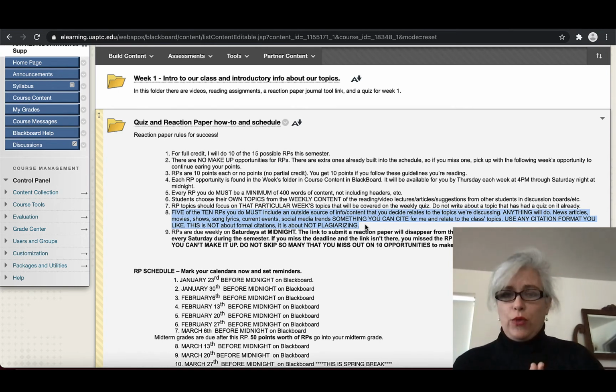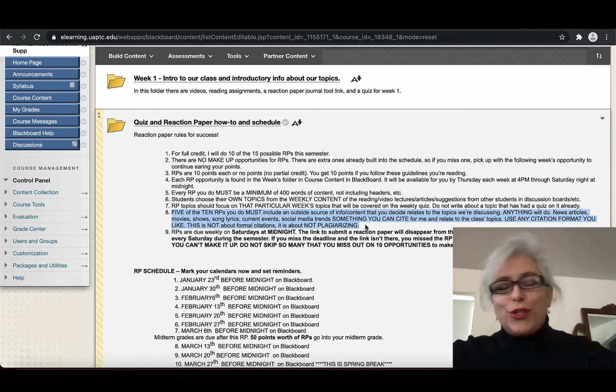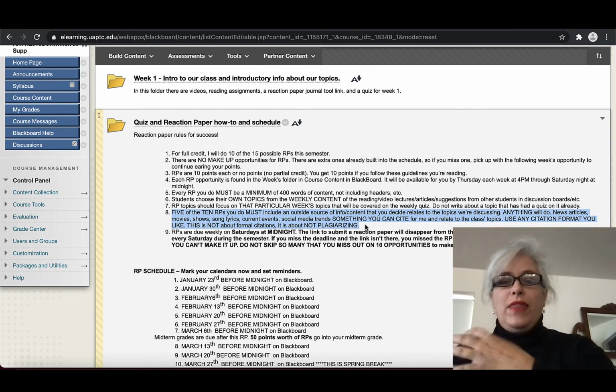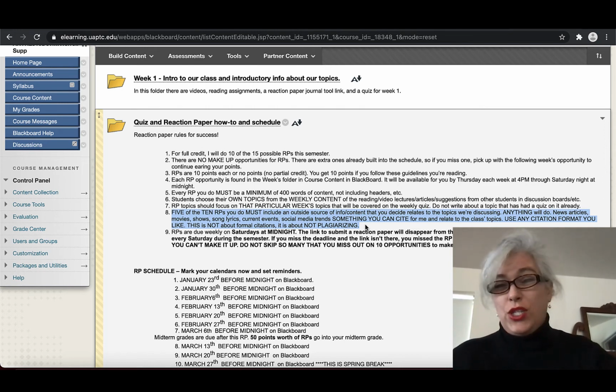But for 5 of the 10 reaction papers, not only are you going to cover the material that we discussed in class, but you are going to bring something into your discussion, like song lyrics, a movie that you saw, a news story that's going around, or a particular feed on a blog. So you are going to tell me about something that is published, not just a personal experience you have at work. That's not an outside source, but something that's published that I can go and read myself, watch myself, listen to myself. And you are going to analyze that based on the content of the class.